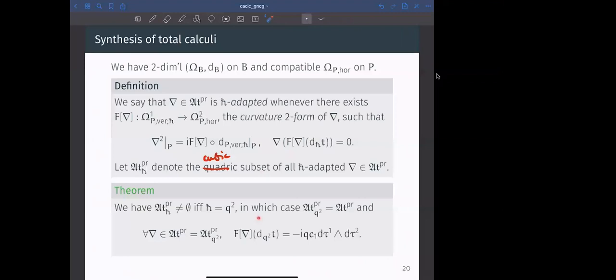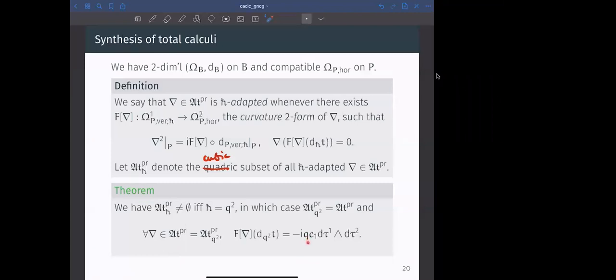And now here's the thing. You can let H-bar vary and see where you actually get anything. And it turns out that the set of H-bar adapted gauge potentials in our particular case is non-zero if and only if H-bar is equal to Q squared. Where remember, Q isn't just any random Q. Q is specifically this norm positive fundamental unit of the real quadratic field induced by theta. In which case every gauge potential is H-bar adapted, and the curvature two form of any gauge potential is the same. It's constant curvature.